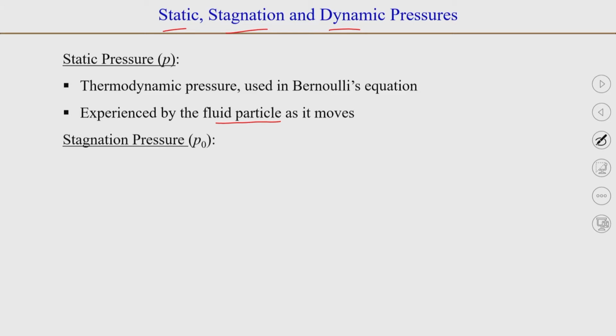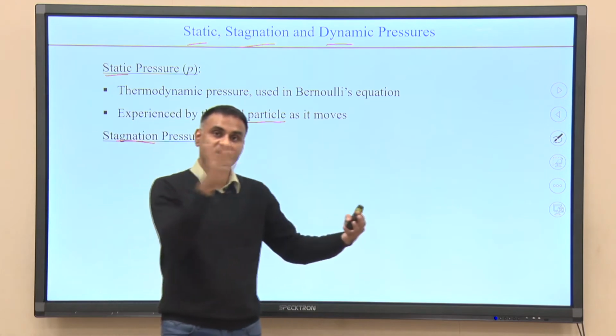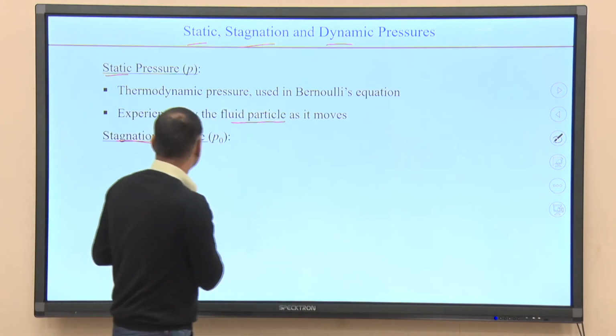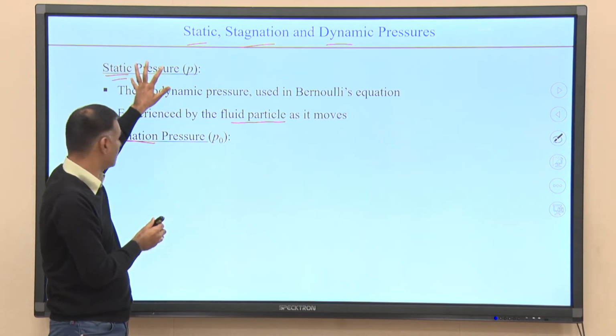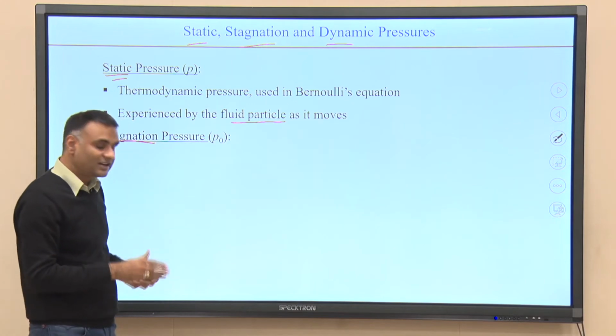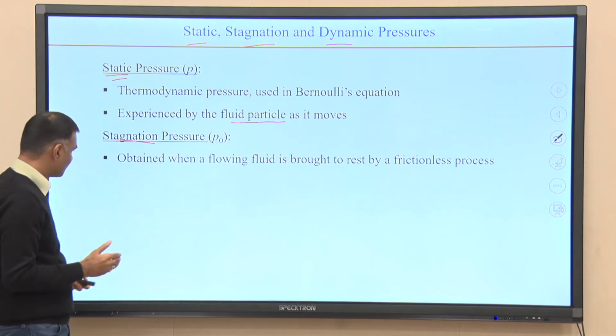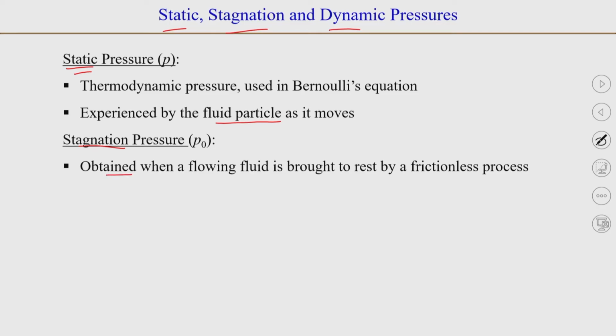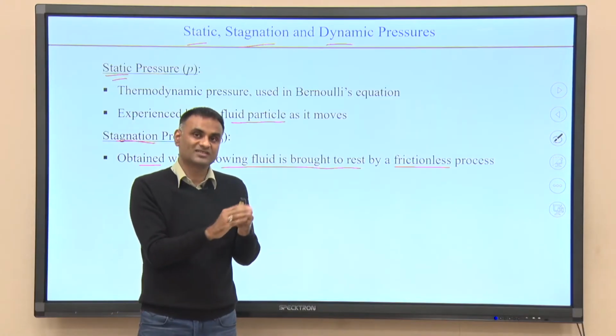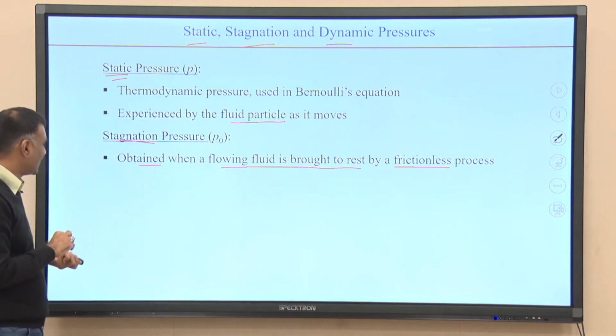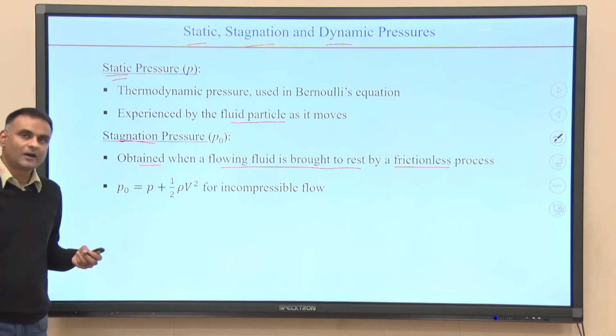Now, there is another term, which is called stagnation pressure. The terms static and stagnation have about similar meaning, in that something becomes stationary, but the static pressure has nothing to do with the static term here. Stagnation actually means that the flow is brought to rest. So, stagnation pressure is the pressure when a flowing fluid is brought to rest by a frictionless process. There are no frictional losses, and if the flow comes to rest, then the pressure is called stagnation pressure.